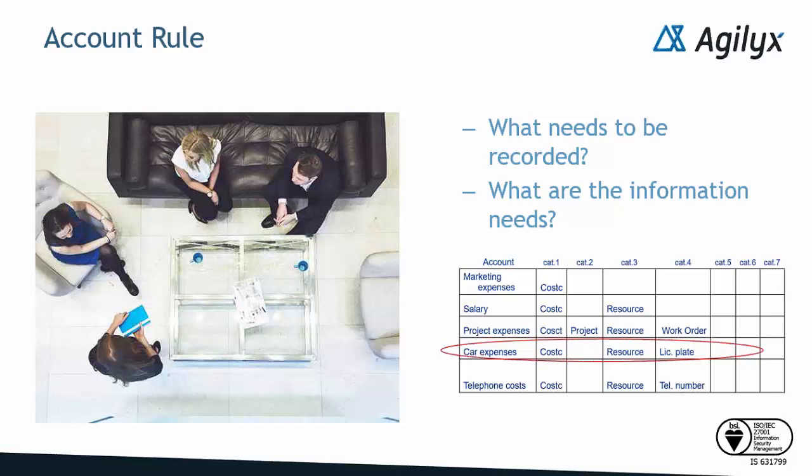So if somebody asks you, if you're having a workshop, for example, you need to define an account rule for every account, what you need for that account. Obviously, it depends on your reporting needs and your financial analysis needs for the business. So you could have, for example, in car expenses, the cost center, the resource that the car is related to, and the license plate of the car. So it just helps in reporting, doesn't it? This will be in every GL transaction when it posts to that account: the cost center, the resource, and the license plate of the car.